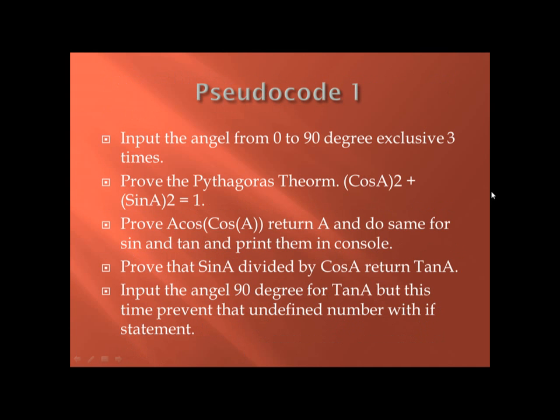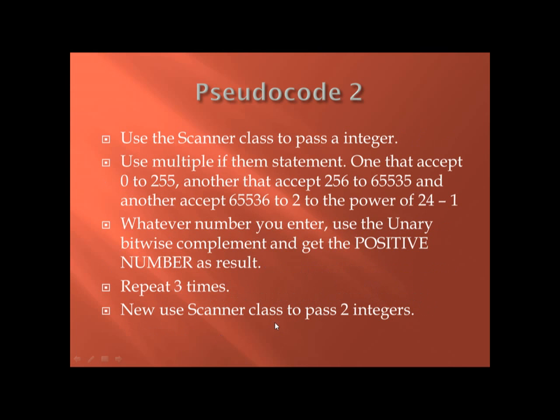Alright, this is the pseudocode I'm going to do for my maths. Choose the Pythagorean theorem, which is this. Input an angle of 0 to 90 degrees, excluded, 3 times. Prove that Pythagoras' theorem is so: cos A to the power 2 plus sin A to the power 2 is equal to 1. And do the same thing. Prove that sin A divided by cos A returns tan A. Input the angle 90 degrees for tan A, but this time prevent the undefined number with an if statement.